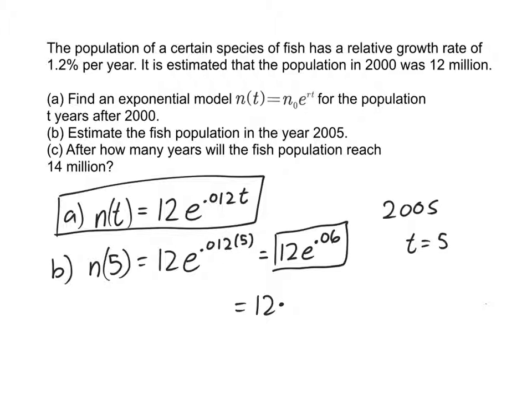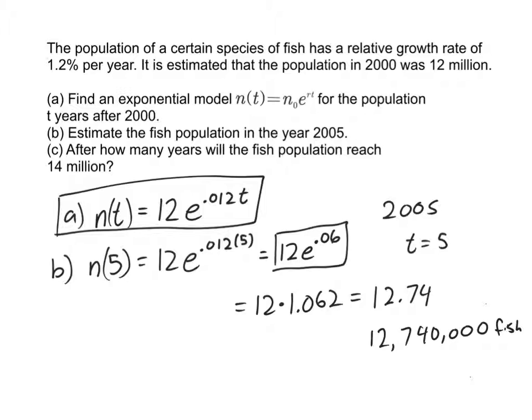12 times e to the 0.06, which is 1.06, let's say 2. And then I plug that in my calculator, and I end up getting 12.74. And remember, that's in millions. So the answer is going to be 12,740,000 fish. Okay, so that's B. Now let's do C.